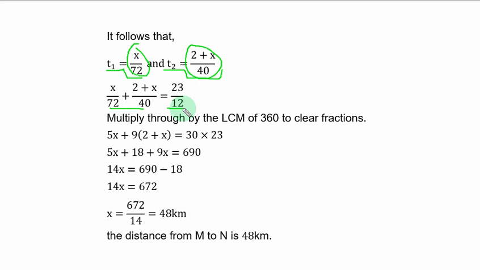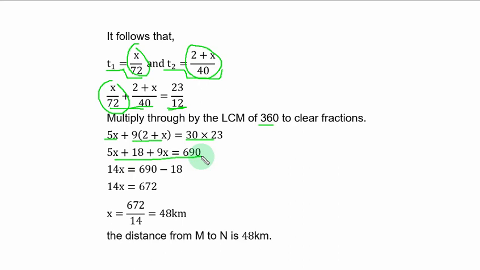Let's clear the fractions by the LCM of the denominators, which is 360. If you multiply s over 72 by 360, you have 5 remaining. 5 times s is 5s. You multiply the second term by 360, you have 9 times 2 plus s, and you multiply the right hand side by 360, you have 30 times 23. If you open the bracket and multiply, you have this result.